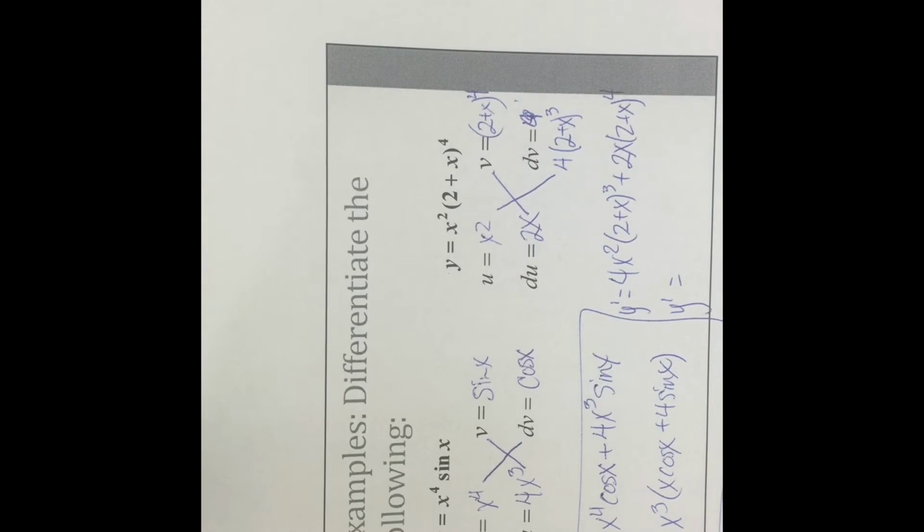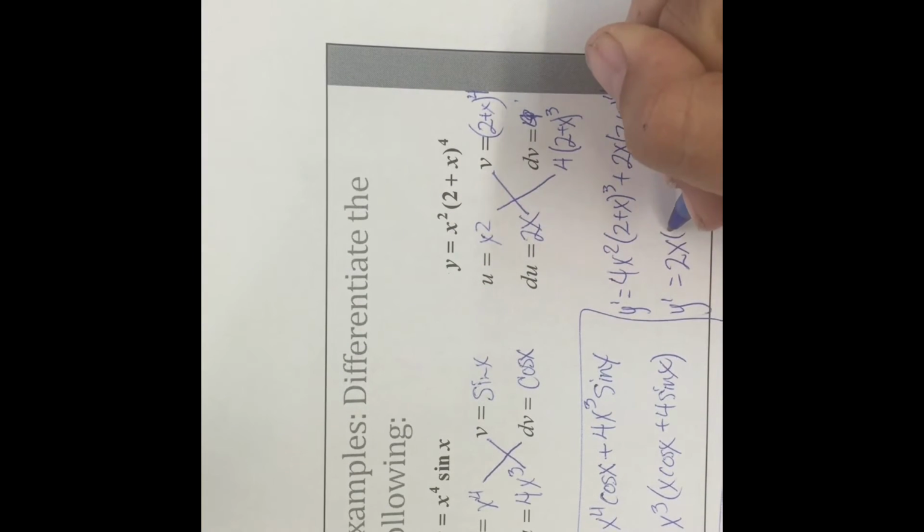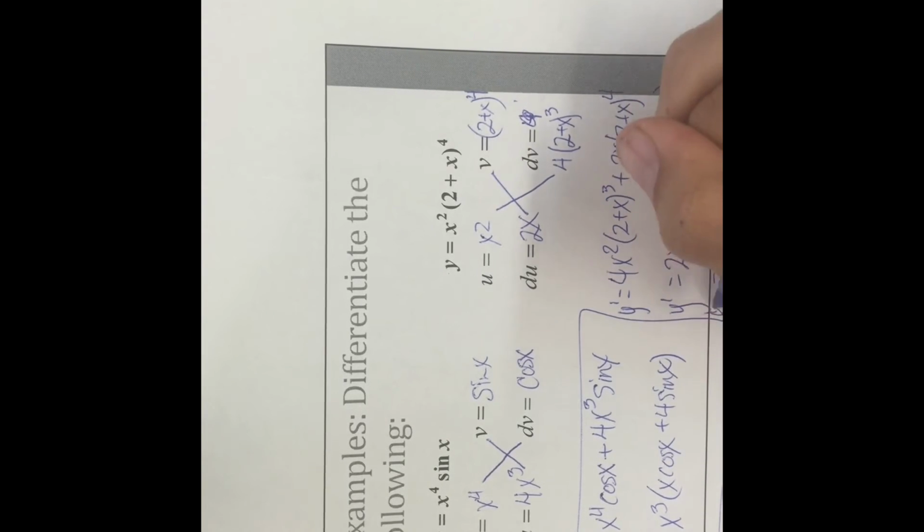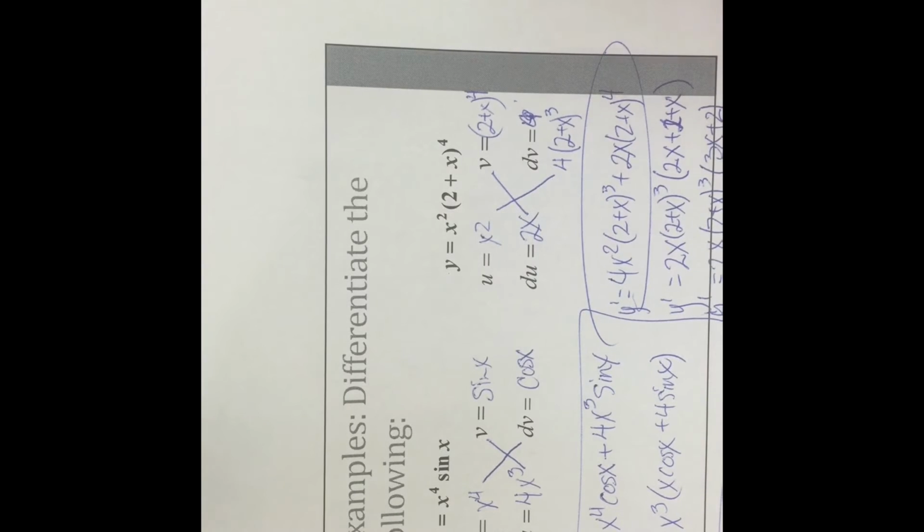Again, there are common factors here. If you wanted to factor it out, you'd factor out a 2x times 2 plus x to the third, and you'd get 2x times 2 plus x to the third times 2x plus, so that's 3x plus 2. So I would list that as my final answer, but notice how I took out a common factor of 2x and then times 2 plus x all to the third power. And that's what that looked like.